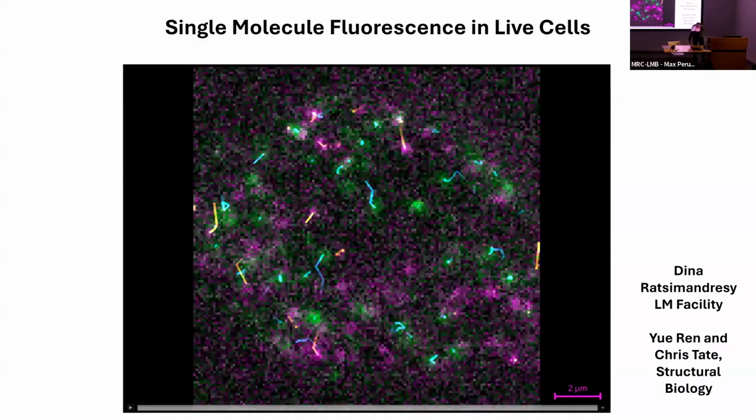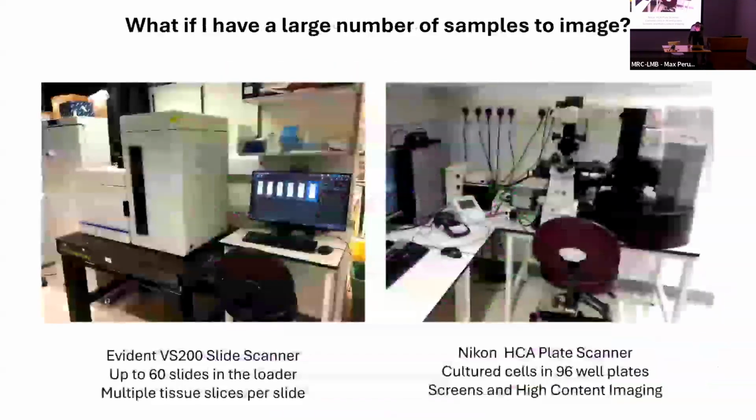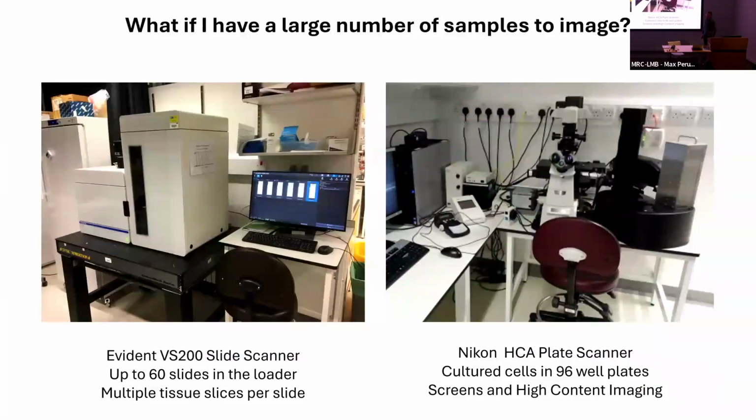What about if I've got a large number of samples to image, or a lot of experimental conditions? We have a couple of instruments that are really well set up for that: a slide scanner, this thing here, or a plate reader, that microscope there. But what they both have effectively are robots to load the sample and software to automate the whole thing.